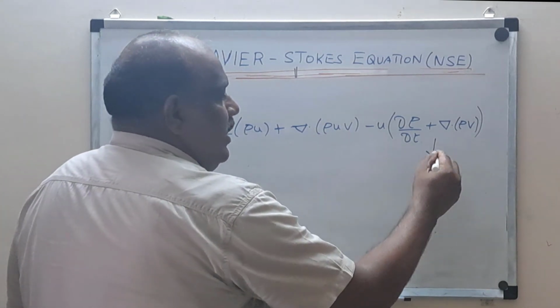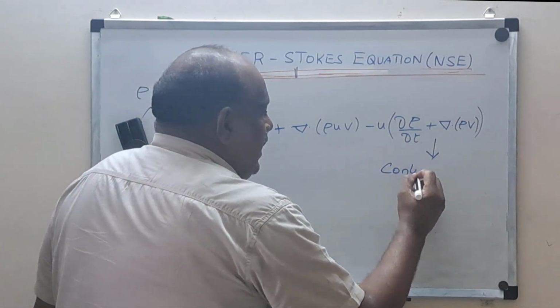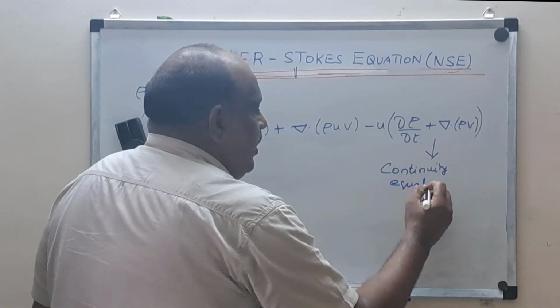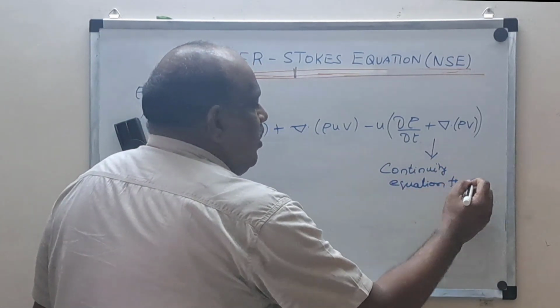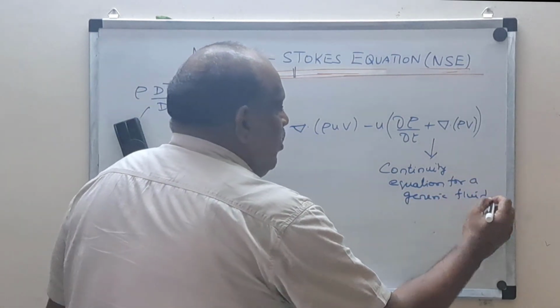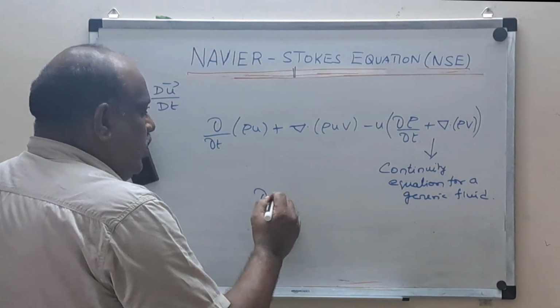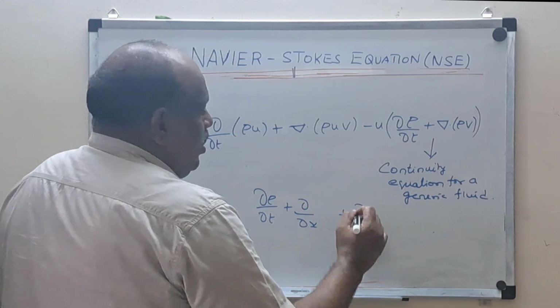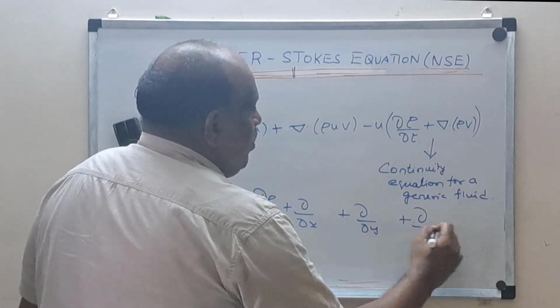Can anyone tell what is the value of this term? What is this actually? This is nothing but the continuity equation for any fluid. It is for any generic fluid, whether it's compressible or incompressible. So what is the formula? We know the equation is ∂ρ/∂t plus del dot ρv. What is del? ∂/∂x plus ∂/∂y plus ∂/∂z.